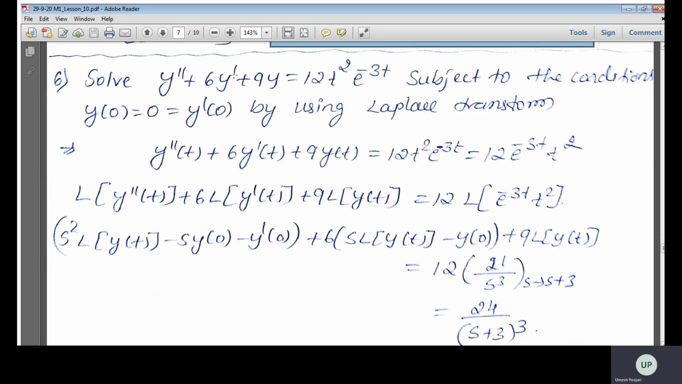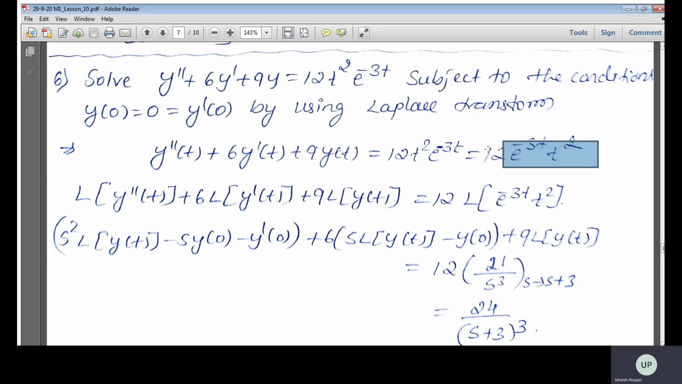Solve y double dash plus 6y dash plus 9y equal to 12t square into e raised to minus 3t, subject to the conditions y of 0 equal to 0 and y dash of 0 equal to 0, by using Laplace transform. Same method we have to follow here. y double dash of t plus 6y dash of t plus 9y of t equal to 12t square into e raised to minus 3t, or 12 e raised to minus 3t into t square, because it's a product we can interchange.